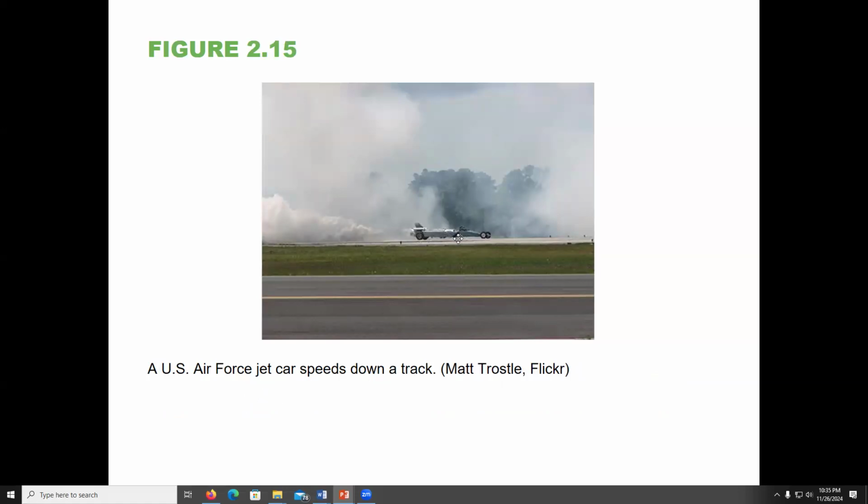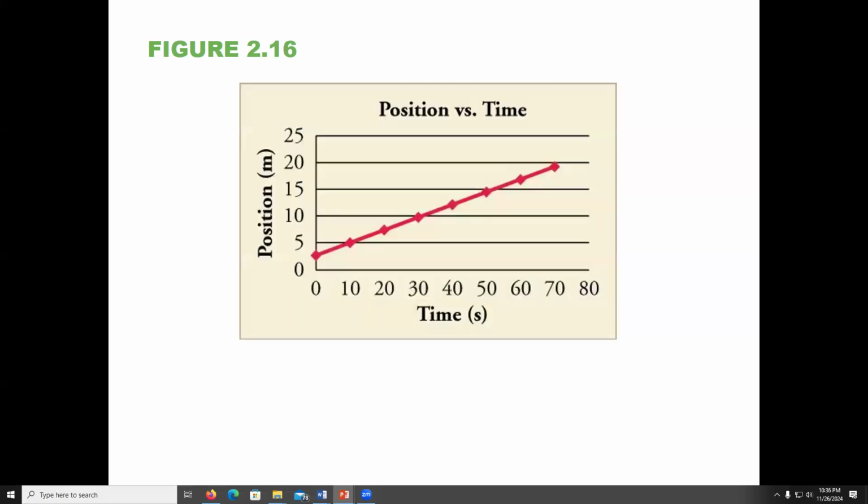So that's how we speed up. In kinematics, we don't study the causes of motion. We just study the motion itself, how rapidly the object is moving. So that's another important graph. That's the position versus time graph.